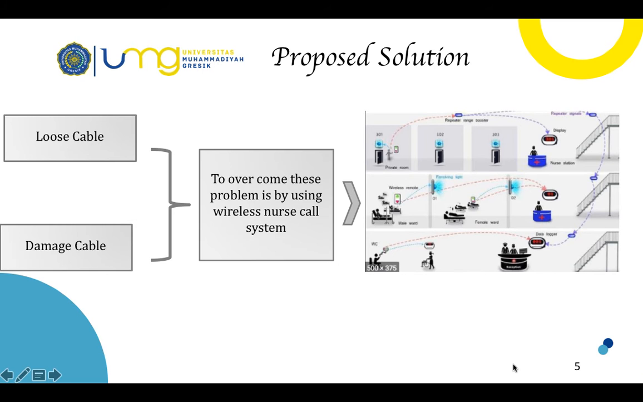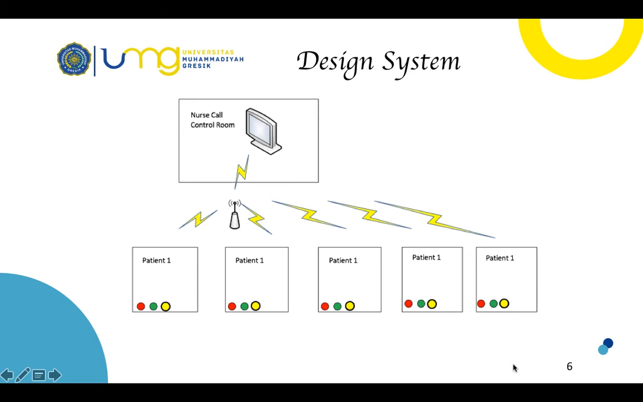Since this system has no cable connecting each patient room to the control room, the nurse can communicate with the patient. Here is the design of the system: each patient has a communication tool that is connected to the router, and the router is also connected to the control room. So each patient can communicate with the control room via the router.